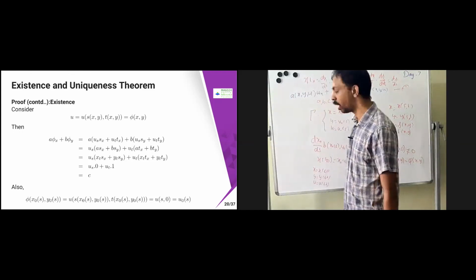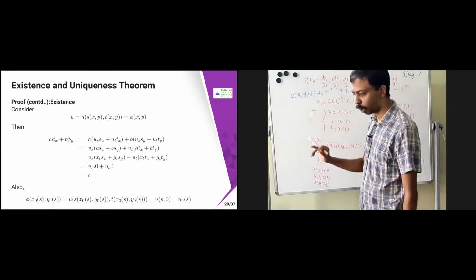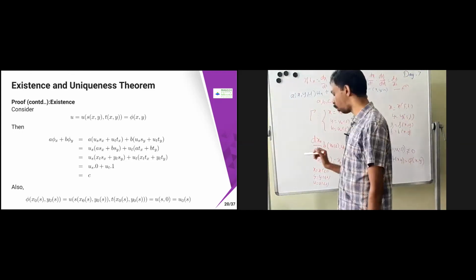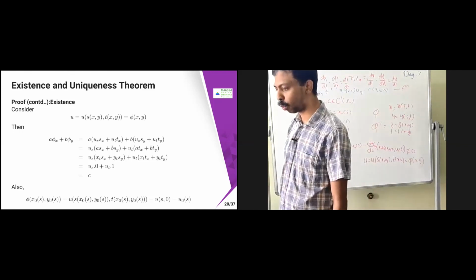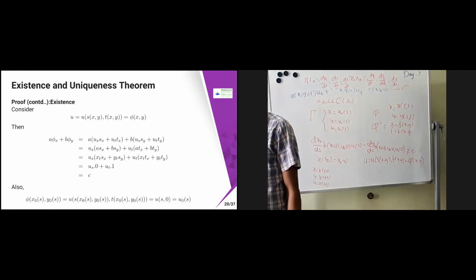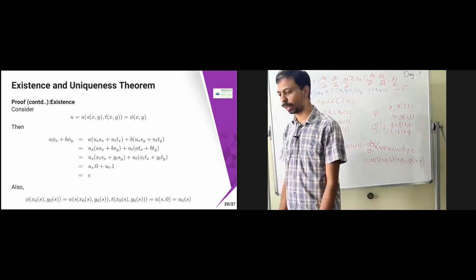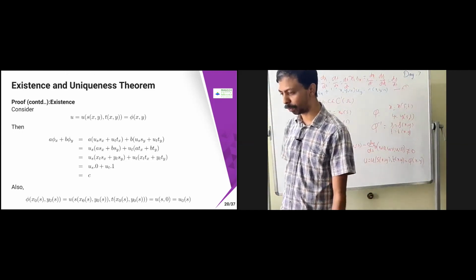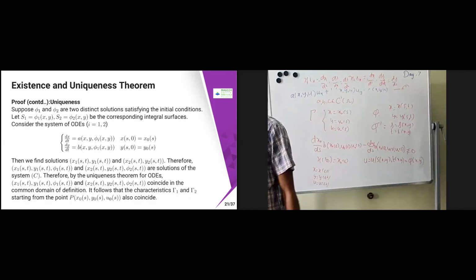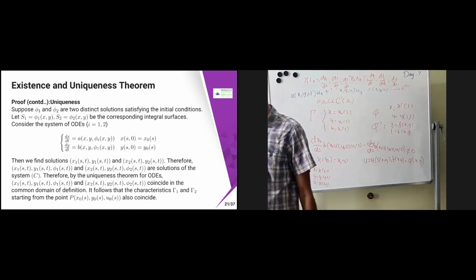Also, you can write that φ(x0(s), y0(s)) equals, you can substitute it over there, u(x0(s), y0(s)). Then you will get u(s,0) equal to u0(s). That also I just leave as an exercise. That's all. That is the ultimate thing.